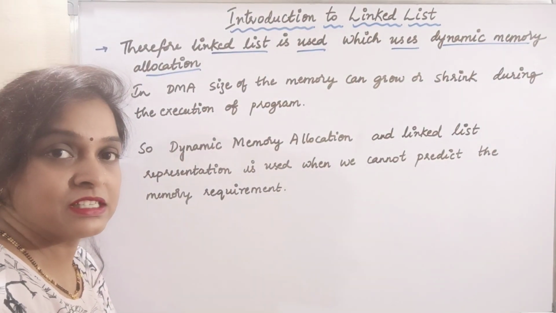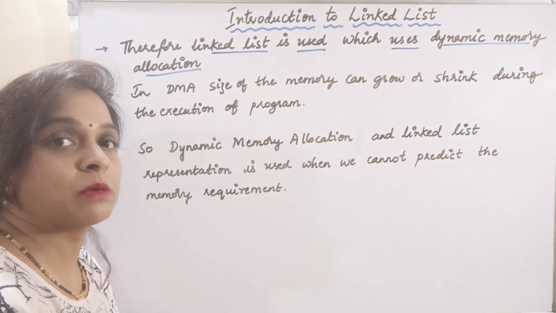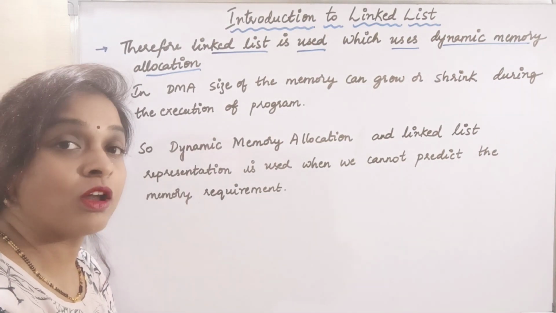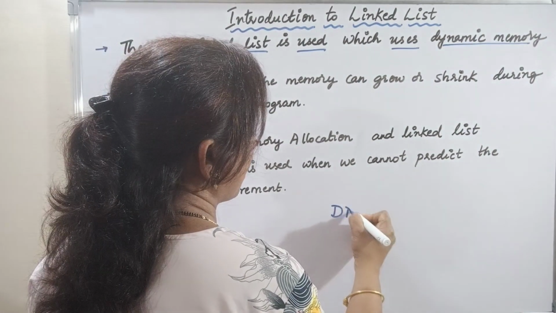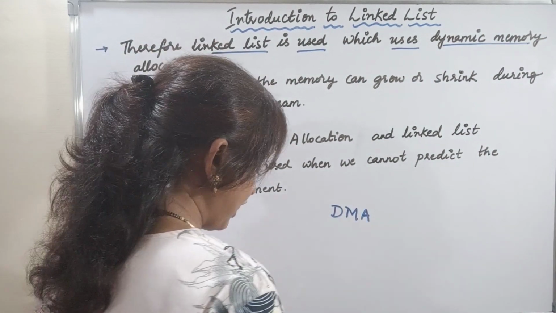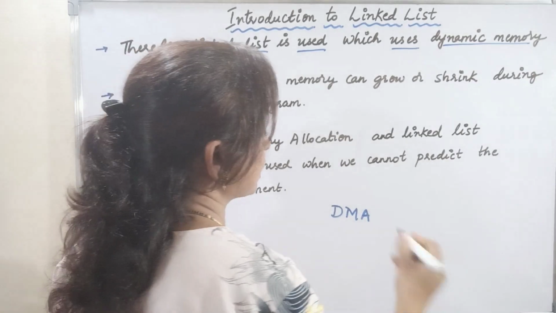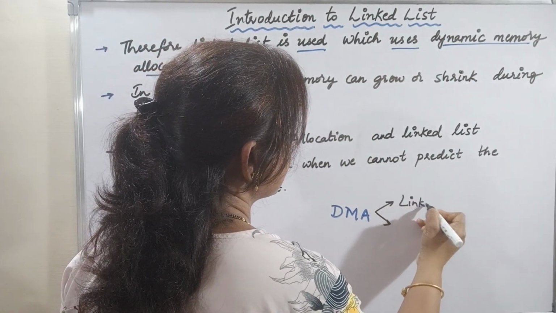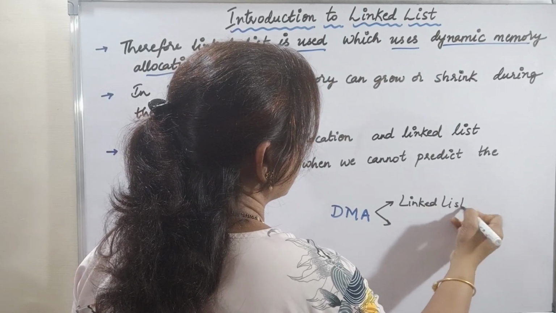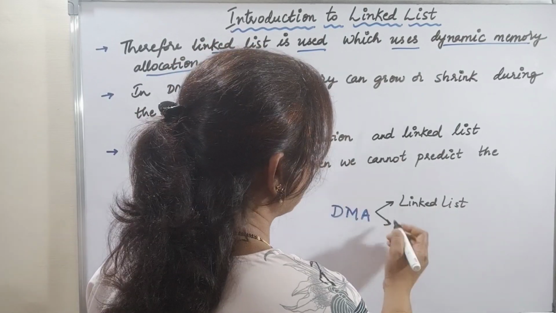Along with the linked list, the pointers concept is also required for dynamic memory allocation. So totally for dynamic memory allocation, we require two things. One is linked list and the other one is pointer.